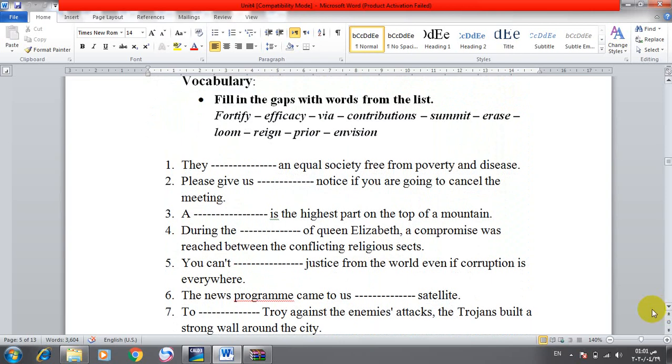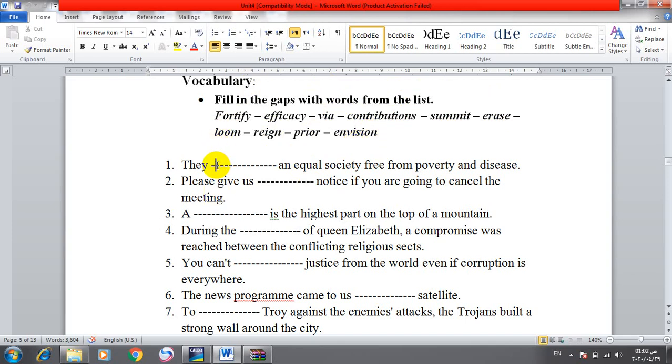عندي كلمة fortify، كلمة الأولى دي يعني يحصن. عندي efficacy يعني كفاءة, via يعني عن طريق أو through, contributions يعني إسهامات, summit يعني قمة, erase يعني يمحو أو يمسح, loom يعني يسود أو يسيطر, reign يعني فترة الحكم, prior يعني السابق, envision يعني imagine يتخيل.